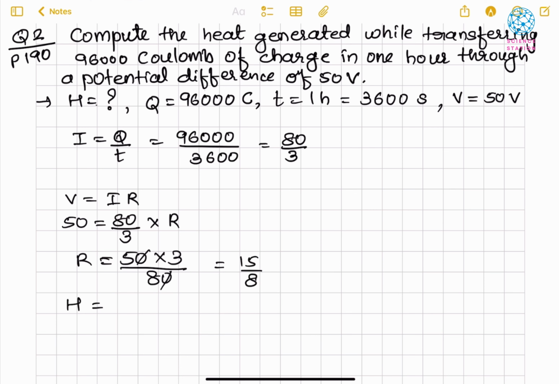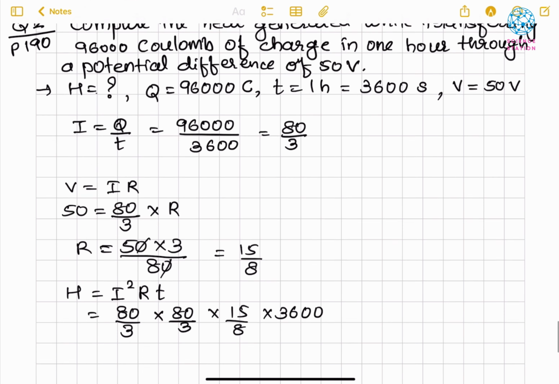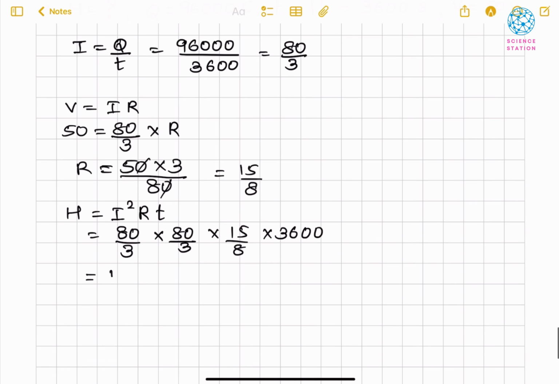Now I know that heat equal to I square R T. So that is 80 upon 3 into 80 upon 3 into R, which is 15 upon 8, into 3600. So this is coming to 48 and 5 zeros joule. So if I convert it in standard form, it will be 4.8 into 10 raised to 6 joules.